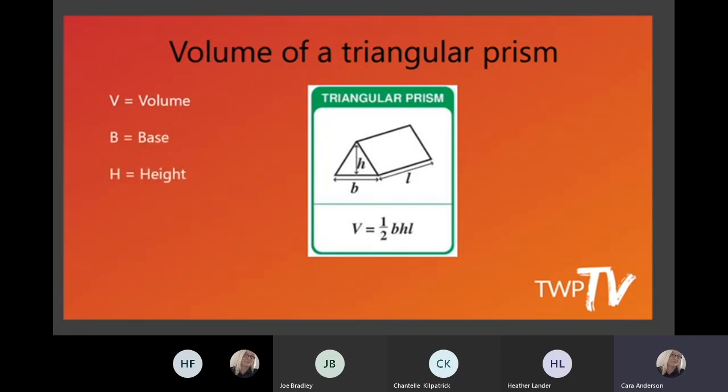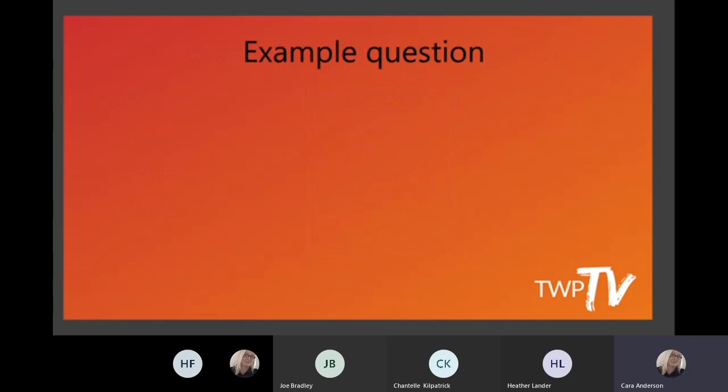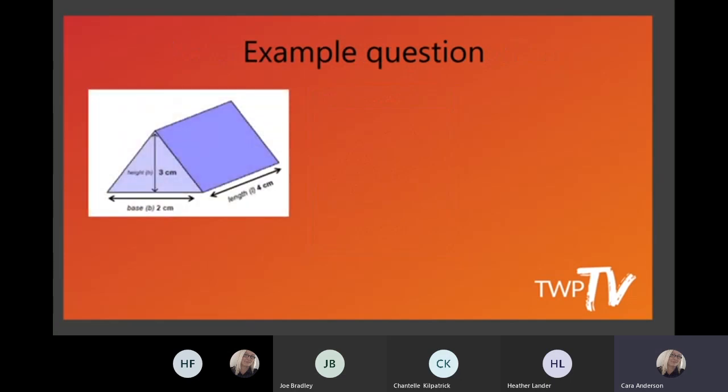Okay, so V is the volume, B is the base, H is the height, and L is the length. So, an example question you could get in your exam. As always, you've got the diagram with the measurements on there. Generally, they wouldn't be as nice as this in the exam. They wouldn't tell you the height, the base, and the length, or put those letters or label them. You would just literally have the measurements in there. So you would only see the 3 centimeters, the 2 centimeters, and the 4 centimeters.